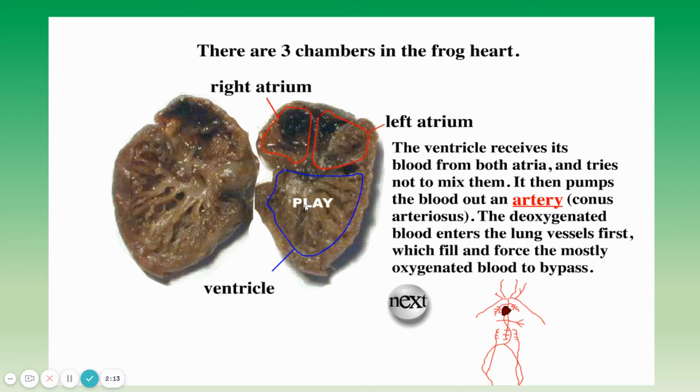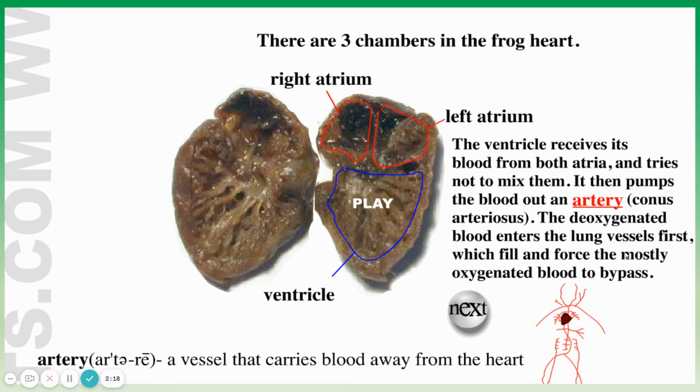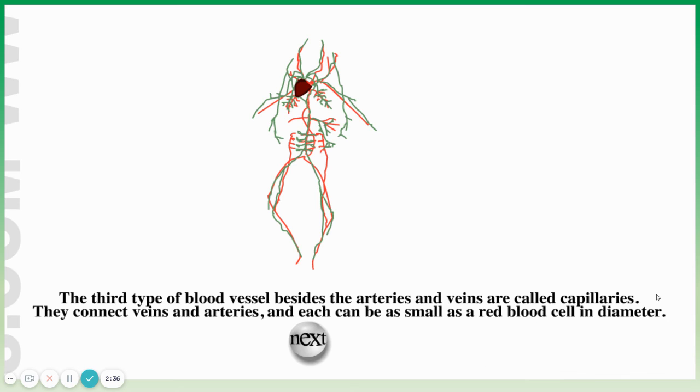The deoxygenated blood enters the lung vessel first, which forces mostly oxygenated blood to bypass. So again, very different from us because ours will not mix because of a septum, because of a separation between the 2 chambers. So artery, by definition, is a vessel that carries blood away from the heart.